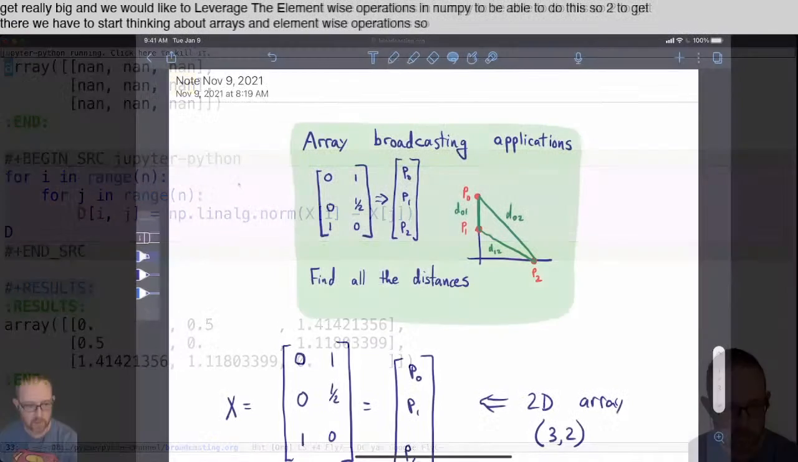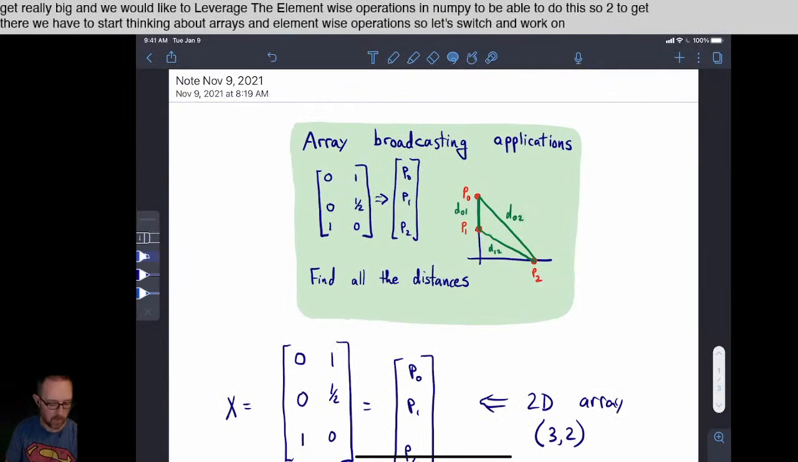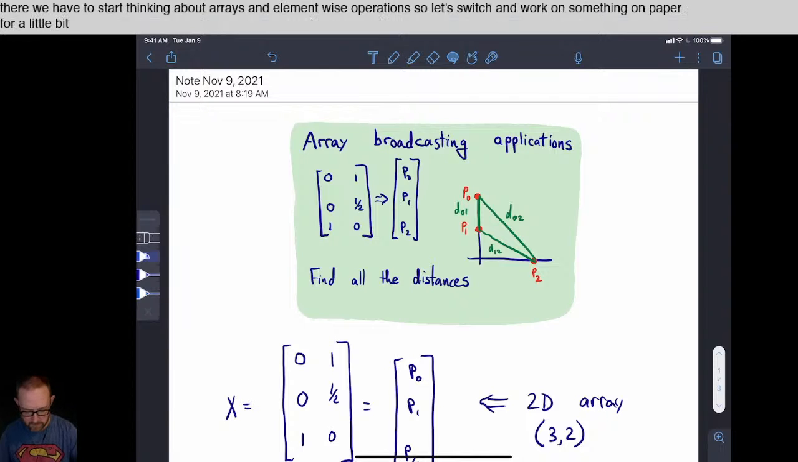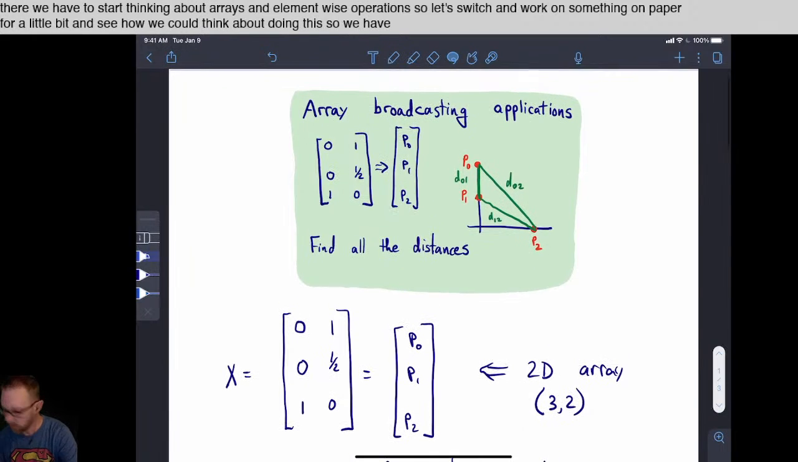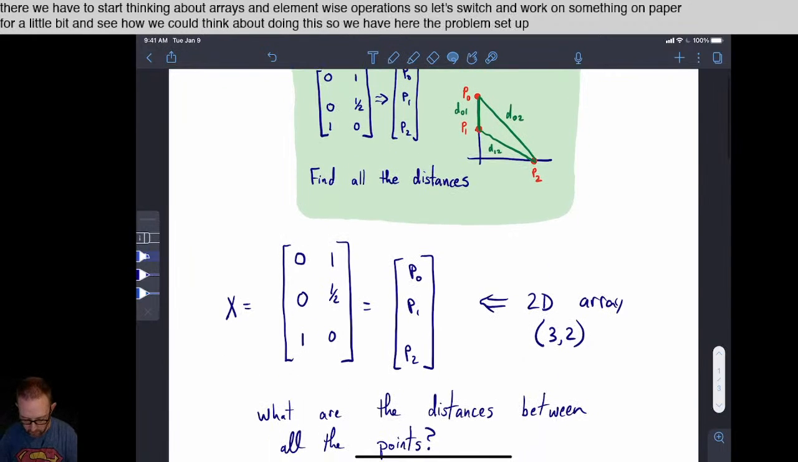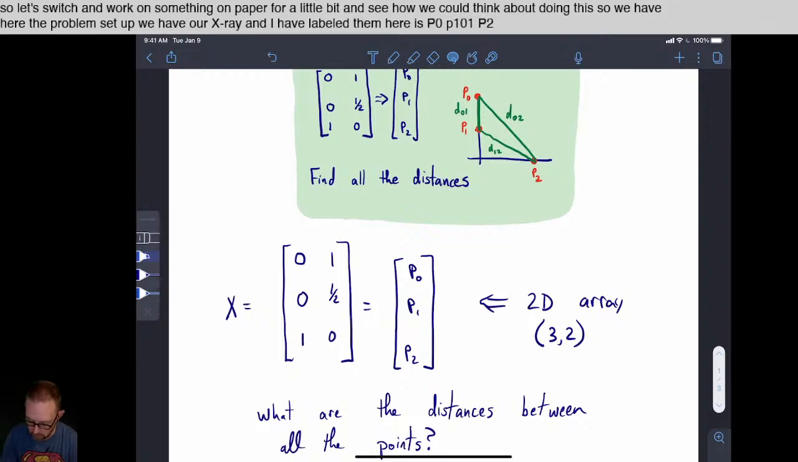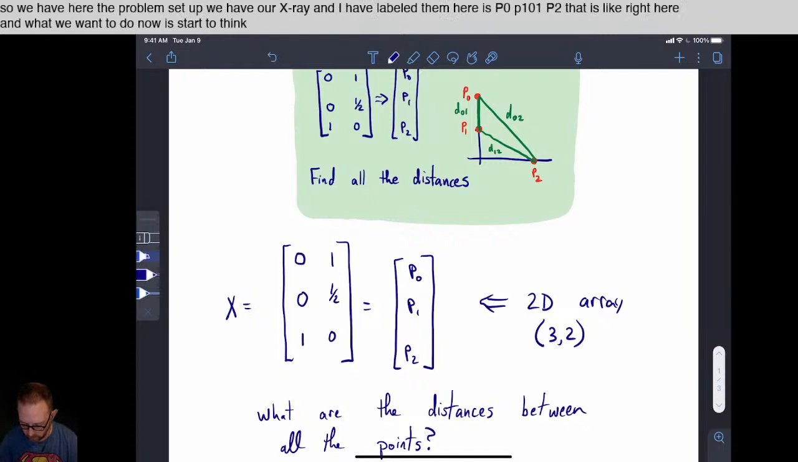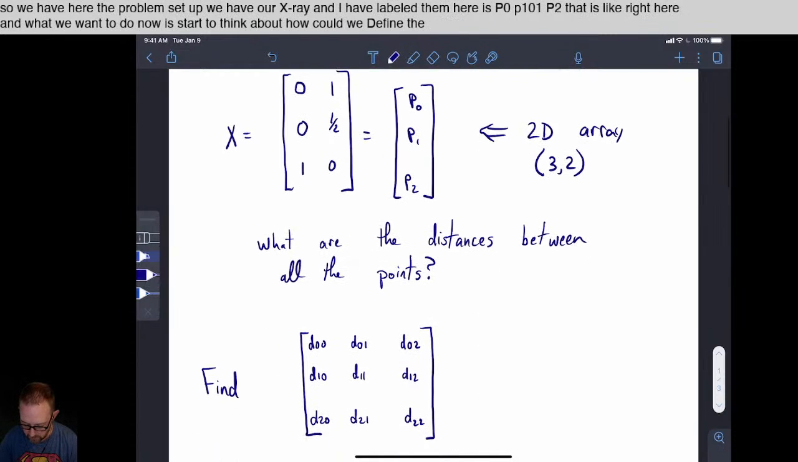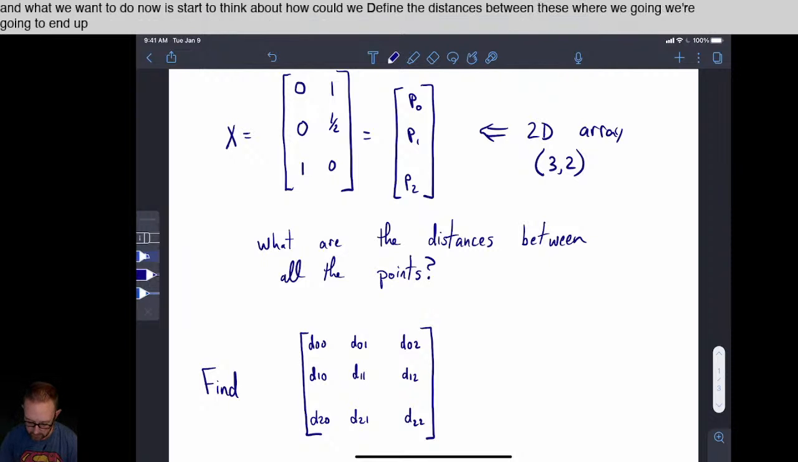So let's switch and work on something on paper for a little bit and see how we could think about doing this. We have here the problem set up. We have our X array, and I have labeled them here as P0, P1, and P2. That is right here. And what we want to do now is start to think about how we could define the distances between these, where we're going to end up calculating this array down here with these distances.